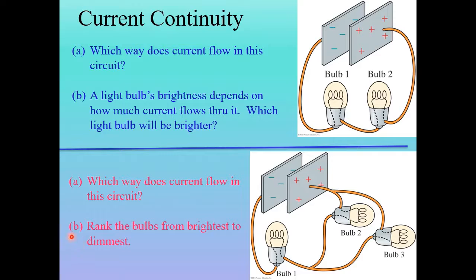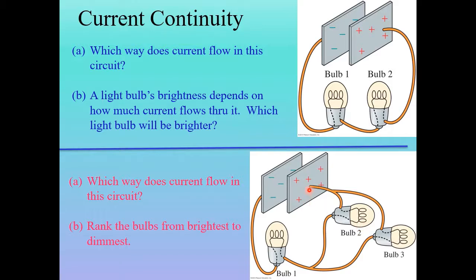Now, part B, rank the bulbs from brightest to dimmest. So go ahead and pause the video and see if you can figure out which of these bulbs, bulb 1, 2, or 3, is brightest and which one is dimmest. Well, the answer is that bulb 1 will be brightest, and bulbs 2 and 3 will be tied and both be dim. Now, why is this?